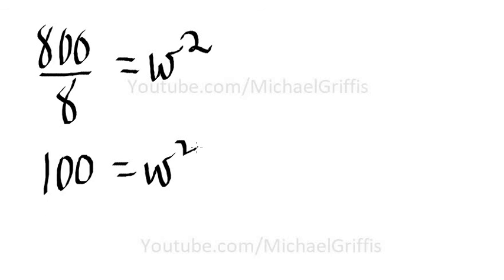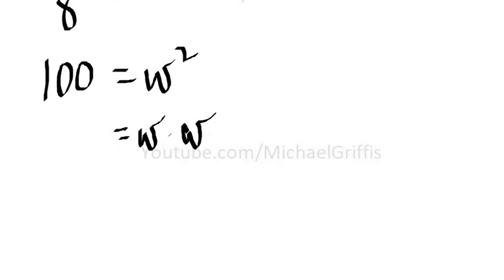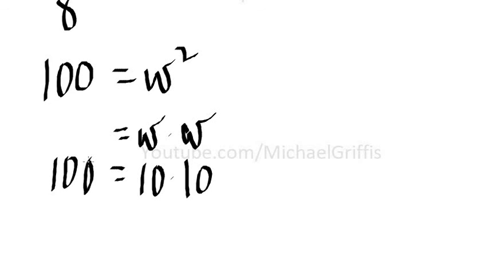Now what does W squared mean? Remember, it was W times W. In other words, two numbers that are the same, when you multiply them together, you get 100. How about if this were 10? 10 times 10 is 100. So as you can see, W is equal to 10.